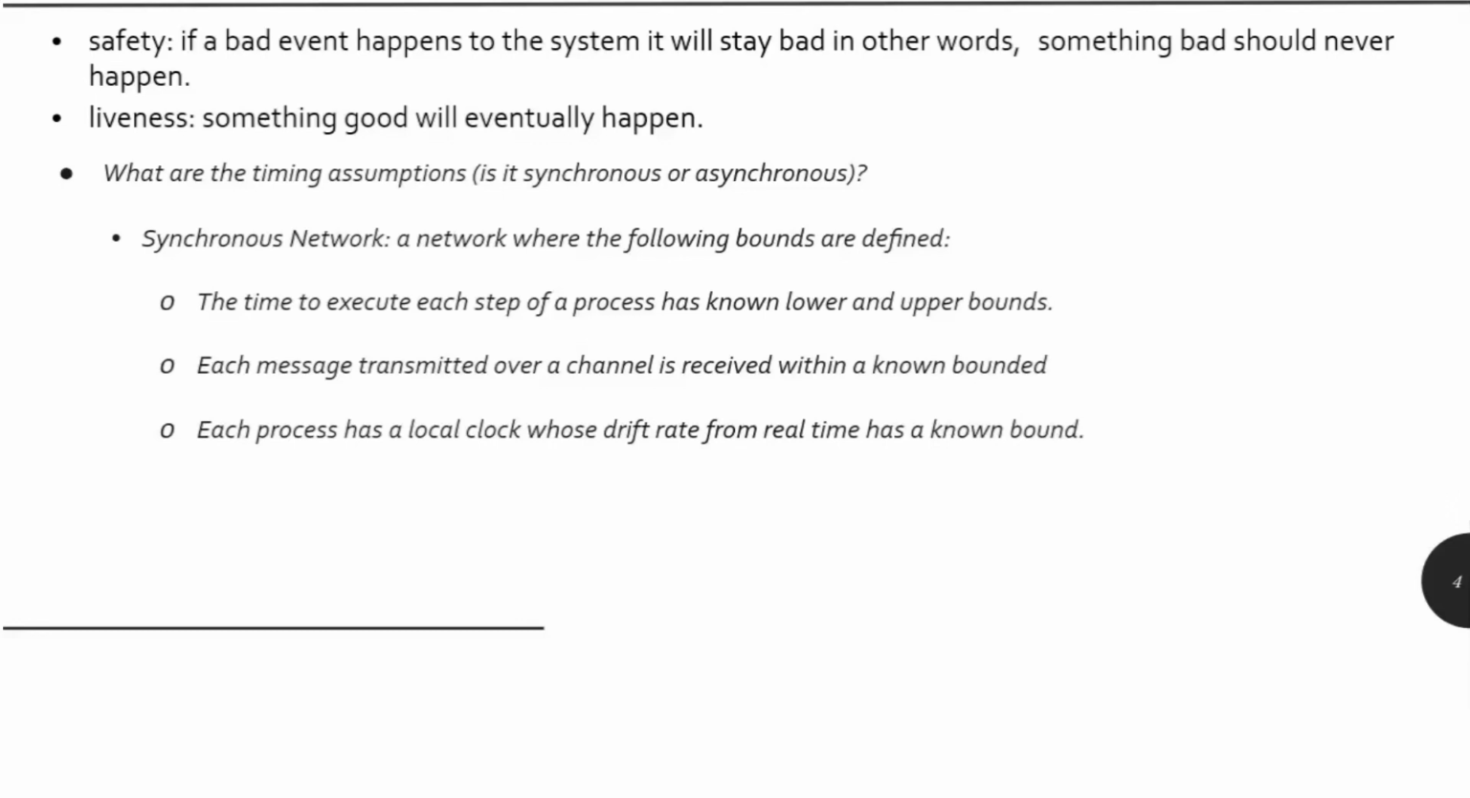So you know exactly how long it takes to execute something, or you know exactly how long it takes your system to change states. So everything is known when it comes to timing of processes and networks. That's why we call it a synchronous network.